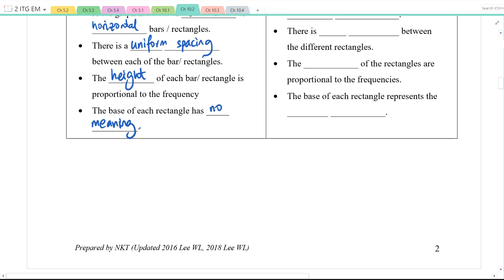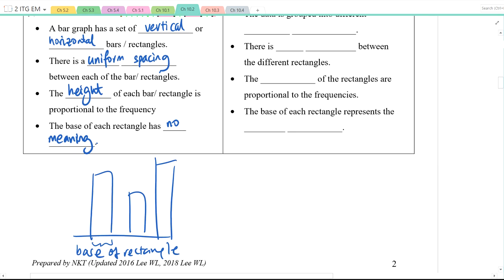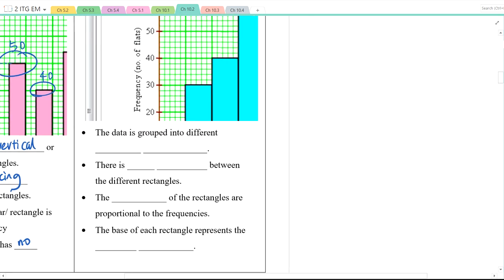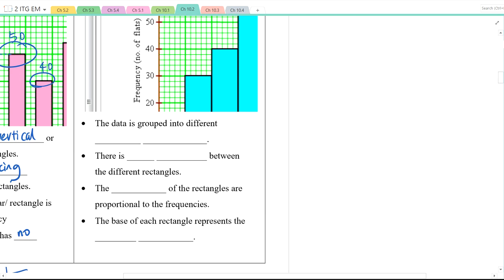Our bar graph looking like this, this is the base of the rectangle. How wide or how narrow it is doesn't matter. It doesn't tell us anything. Now let's compare with a histogram. The data over here is grouped into different class intervals.